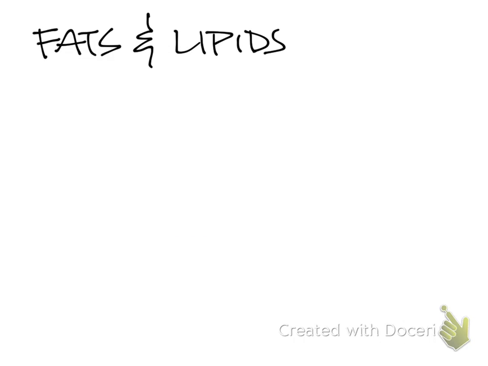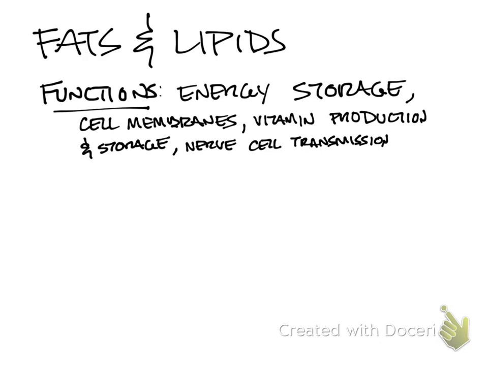So now let's take a look at an overview of fats and lipids. And also, let's do the same thing. We'll look at the different functions associated with fats and lipids, and let me just list them out. Alright, so we have energy storage, cell membranes. In other words, cell membranes are made up of fats and lipids, vitamin production and storage, and then also they assist in nerve cell transmission. So the signals that nerve cells send to each other and around your body are enhanced by the fats and lipids that help to insulate the transmission.